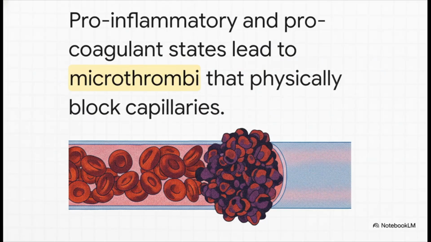The other O is for obstruction. This is a physical blockage from the inside. In states like sepsis, you get inflammation and coagulation, leading to tiny little clots and clumps of cells that literally plug up the capillaries. It's a roadblock right in the vessel itself.